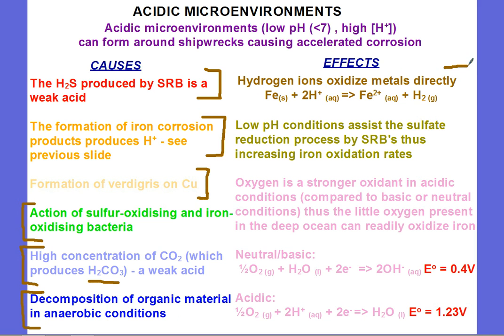Well, hydrogen ions can directly oxidize metal in a metal plus acid goes to salt plus hydrogen reaction. So the iron reacts with hydrogen ions to produce iron ions plus hydrogen gas. Low pH conditions assist the sulfate-reducing bacteria to reduce their sulfate, therefore increasing the rate of corrosion of iron. And also, oxygen is a stronger oxidant in acidic conditions, as shown by these two half equations. The E° of 1.23 V in acidic conditions compared to 0.04 V in neutral and basic conditions.